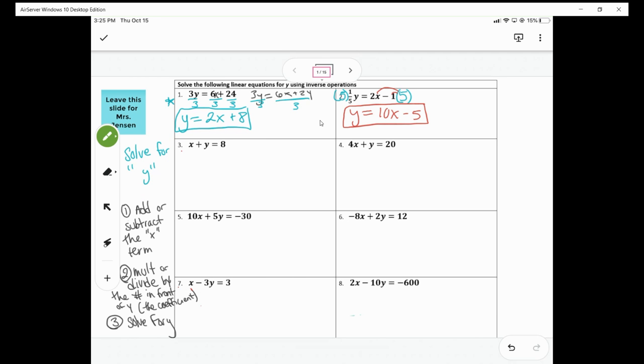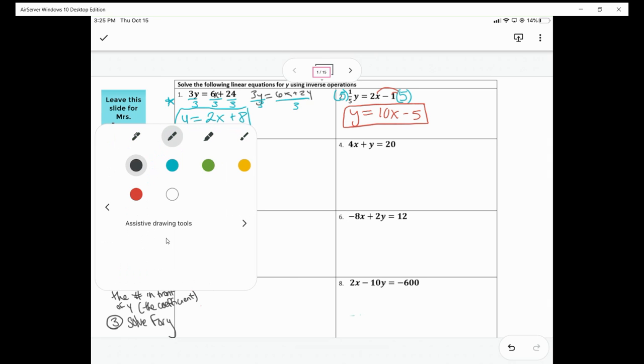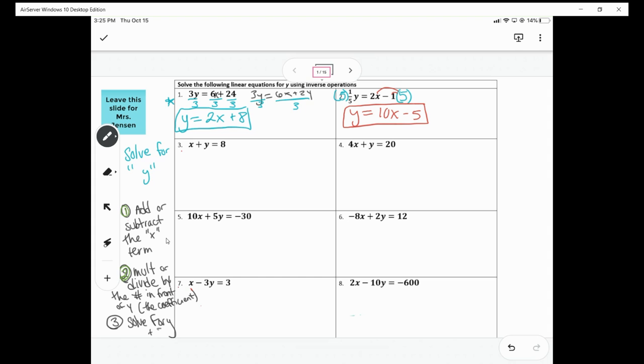Now I've written the steps on the left, just in case you forget how to solve for the variable y. Step 1, we want to always add or subtract the x term. So if it's positive, we'll subtract it. If it's negative, we'll add it. Step 2, we then want to multiply or divide by the number in front of y. This is also known as the coefficient. And lastly, step 3, we want to solve for y and always simplify.